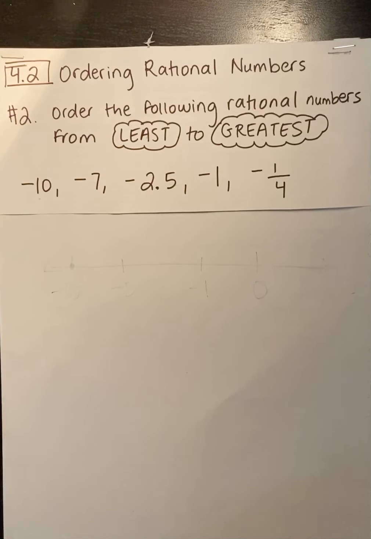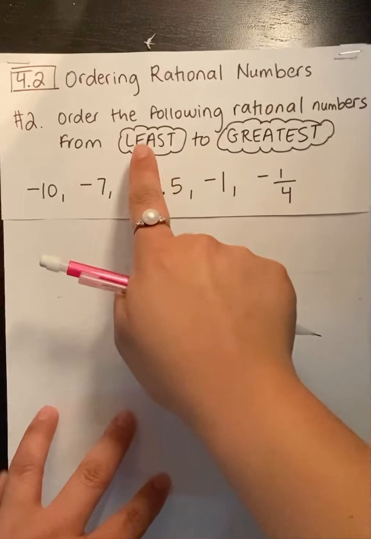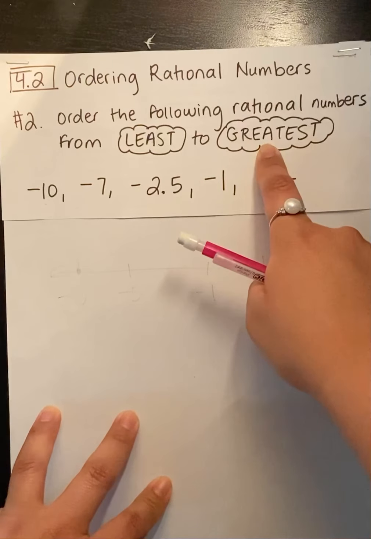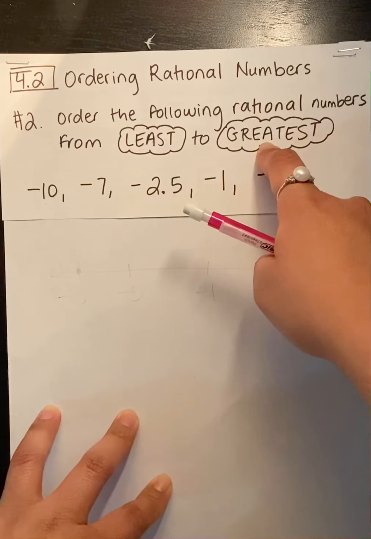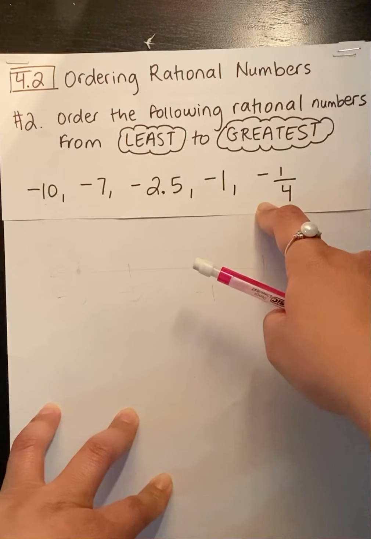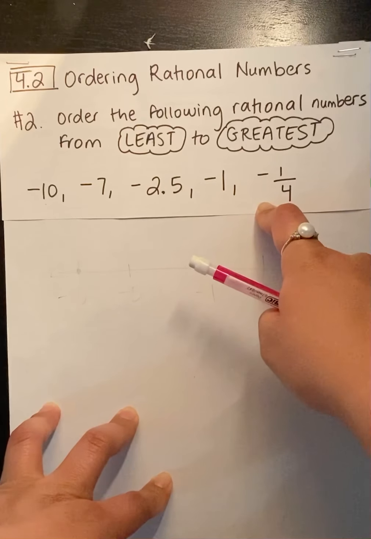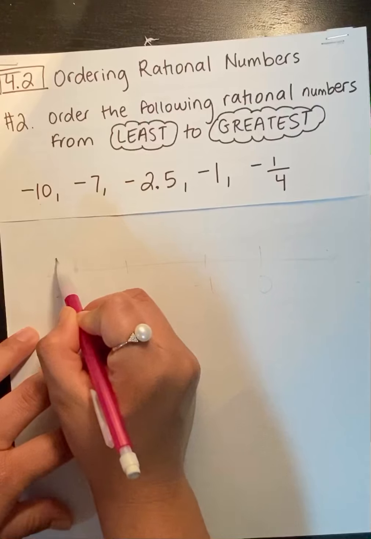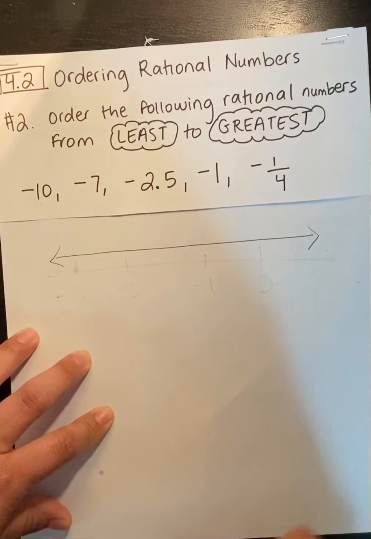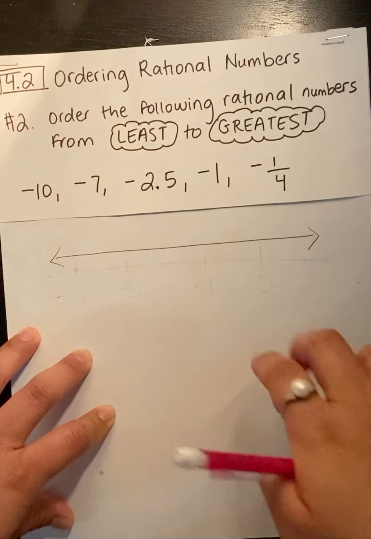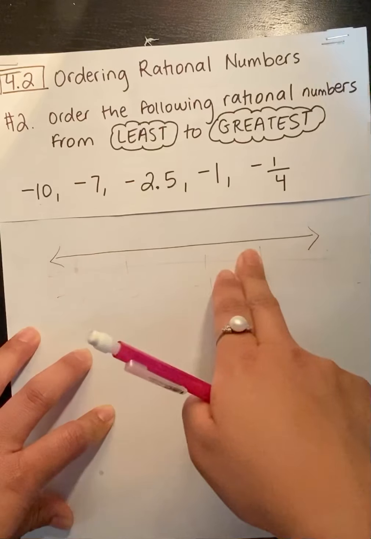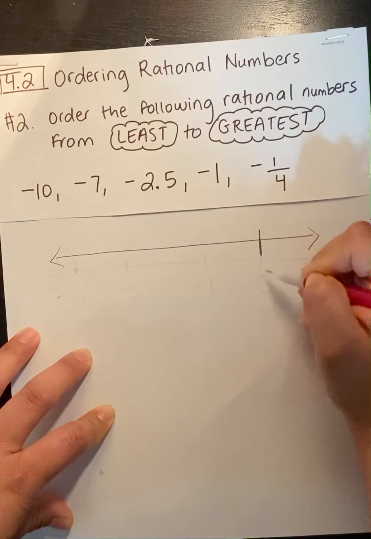After I copied the question and annotated the keywords least to greatest, I am thinking about a strategy that I can use to help me order these negative numbers. A strategy that we learned in lesson 2 and lesson 3 is a number line. So I am going to go ahead and draw a number line. A number line can help our brain order the numbers because we are able to see their place in relation to 0.